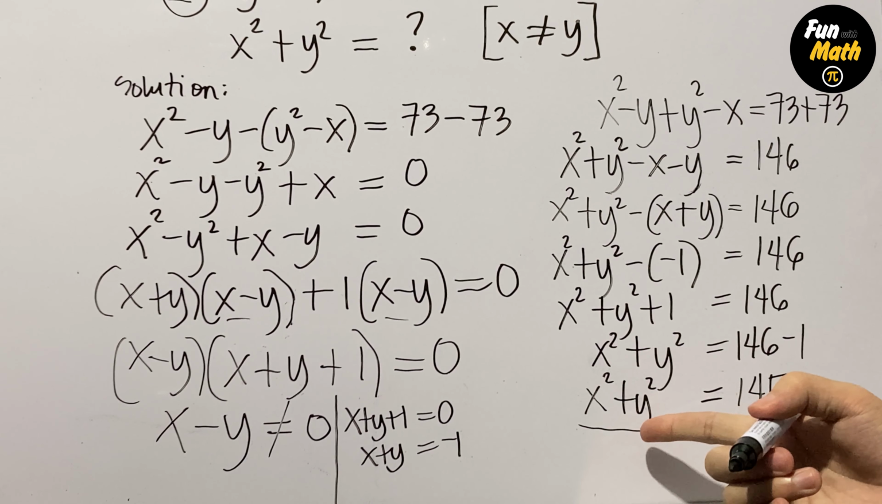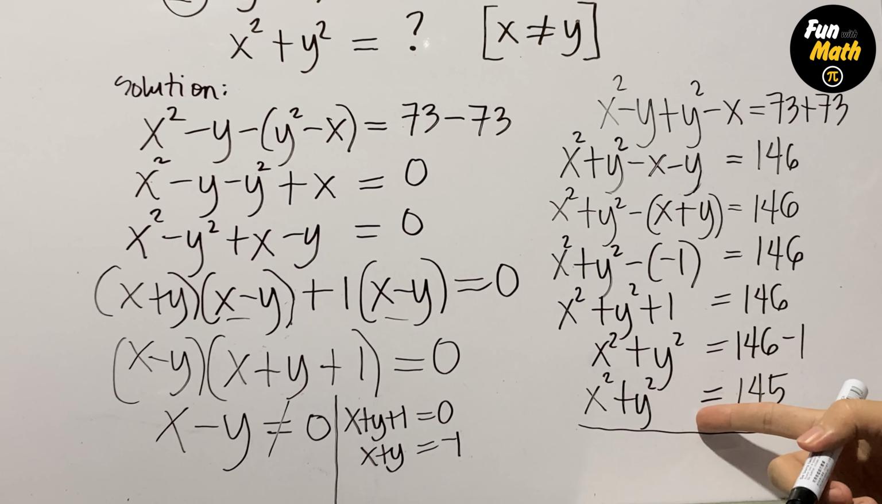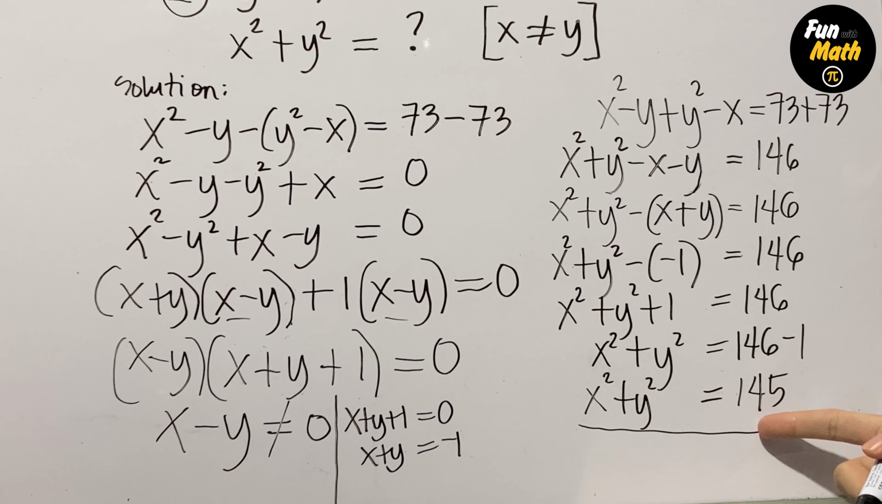The value for x squared plus y squared is equal to 145.